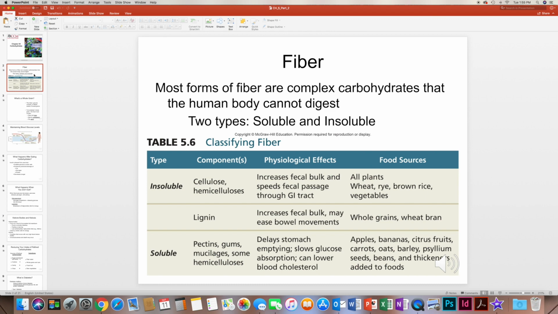Insoluble consists of cellulose and lignins, and it increases the fecal bulk, and it may make your bowel movements a little bit easier. You find it in plants such as wheat and rye, brown rice, typical whole grains and vegetables as well. Soluble fibers are pectins and gums and hemicelluloses, and they delay the stomach emptying, so it slows down the absorption of the glucose or the sugar. So they include apples, bananas, citrus fruits, carrots, beans, etc.